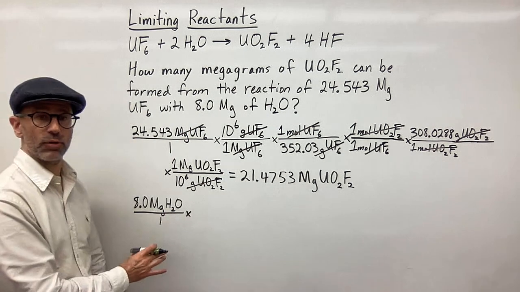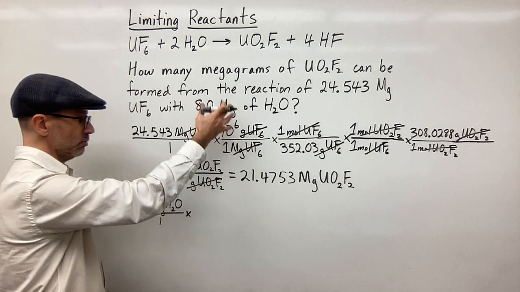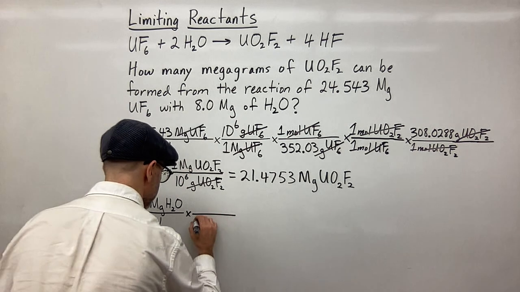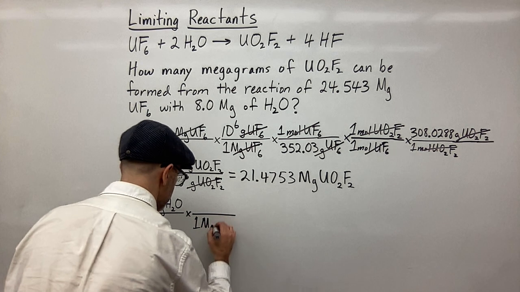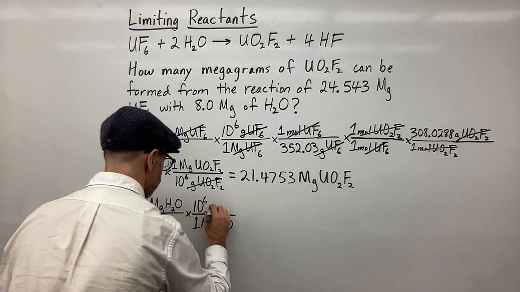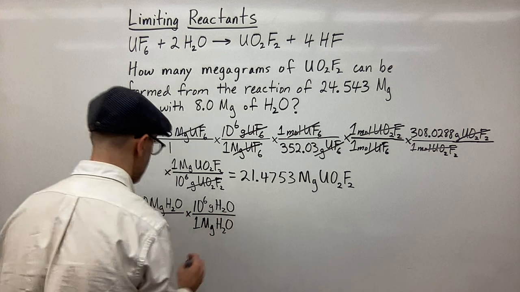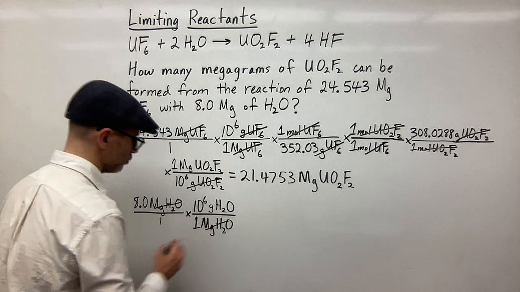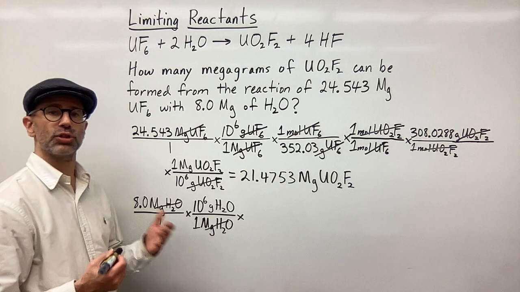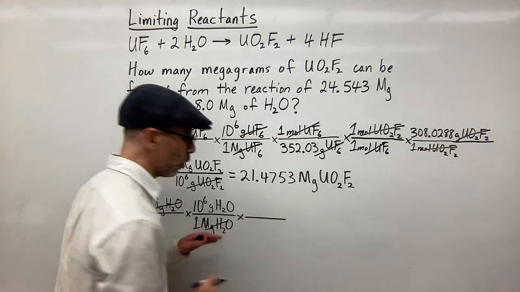And so again, the first step is to convert megagrams to grams. So we're going to use this conversion factor again. We're going to put 1 megagram of H2O on the bottom, 10 to the 6, or 1 million grams of H2O on top. So megagrams cancels out. Now that I have grams, I'm going to convert to moles using the molar mass of water. So the grams of water goes on the bottom.